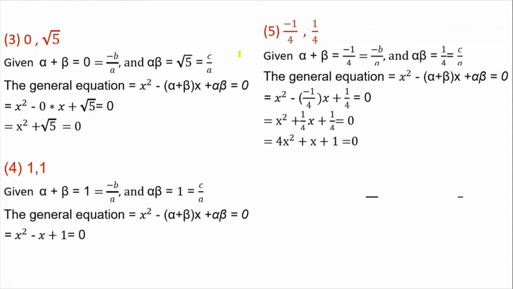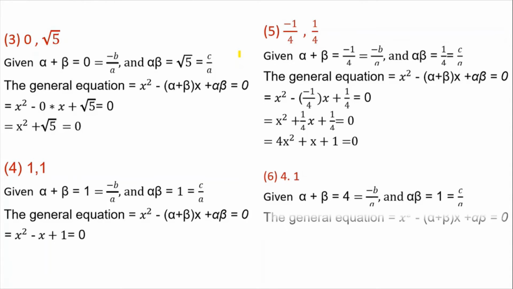Now, sixth problem. 4 comma 1. Given alpha plus beta is equal to 4 and alpha beta is equal to 1. And the general equation is x square minus alpha plus beta into x plus alpha beta is equal to 0.